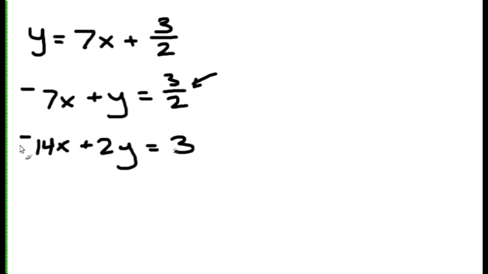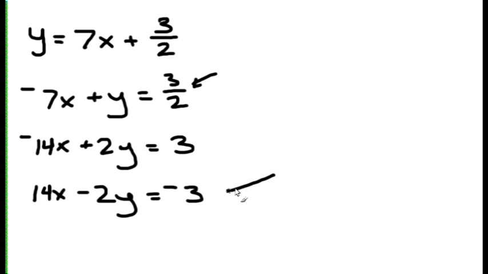But now we have this negative sign in front of our a, so we have to make that positive by multiplying through by -1. So now we have 14x minus 2y equals -3. So that would be our standard form of that equation.